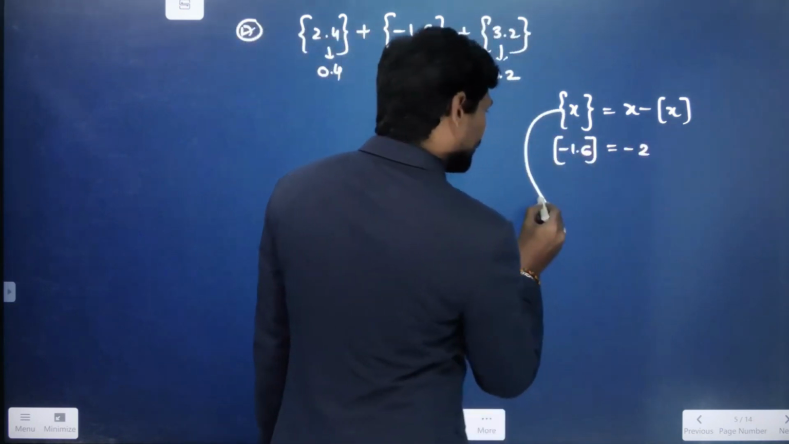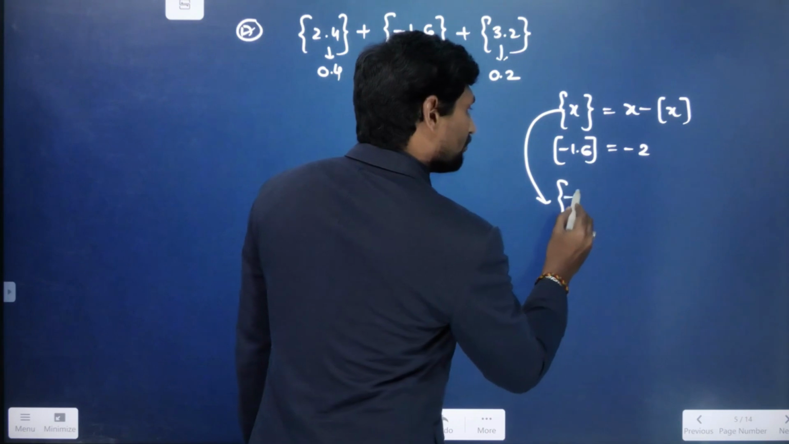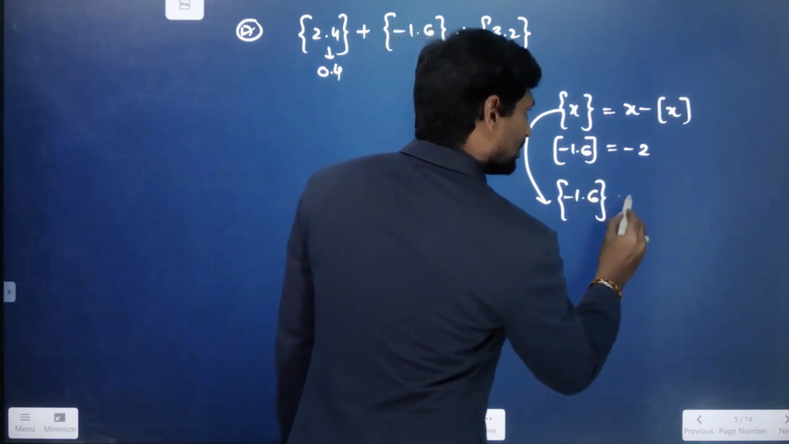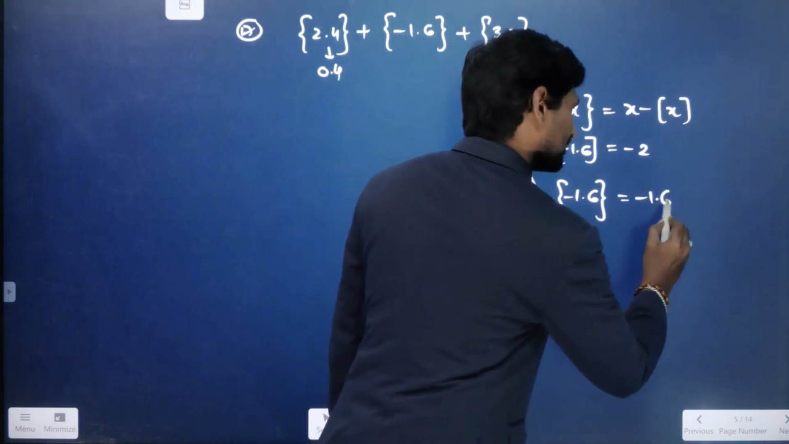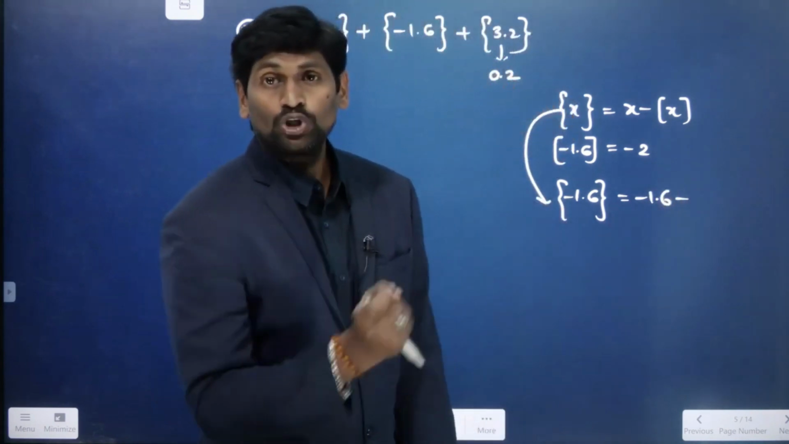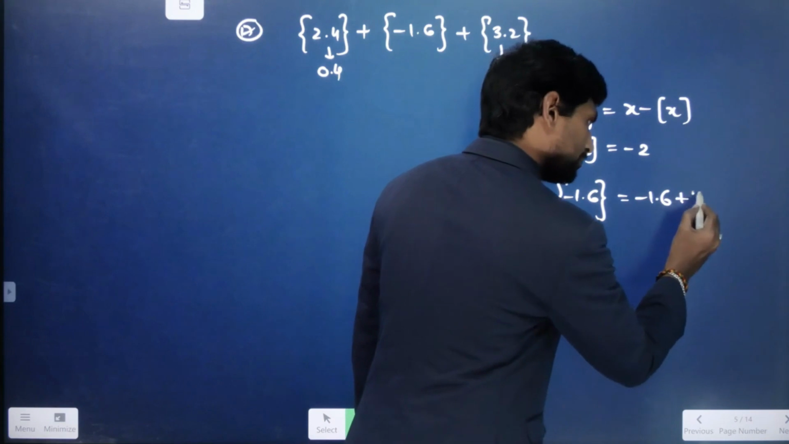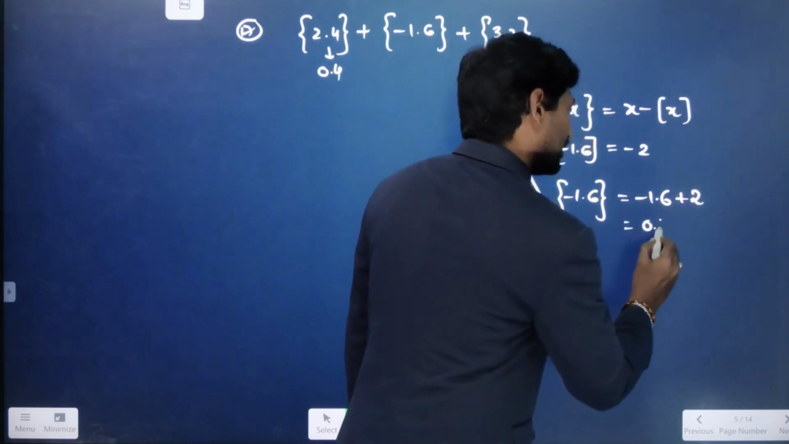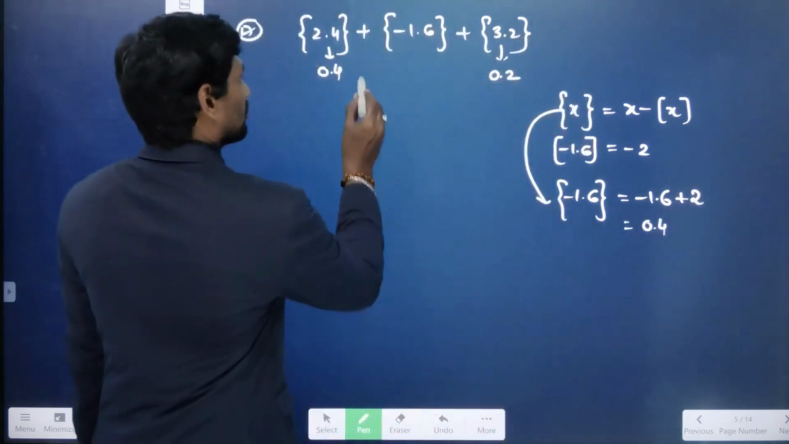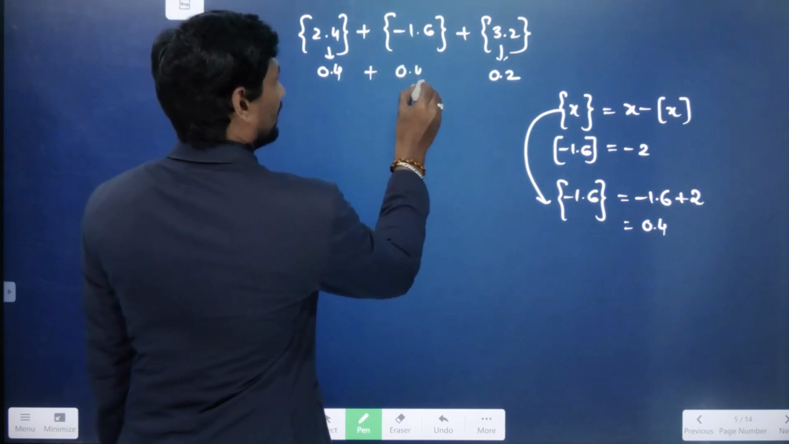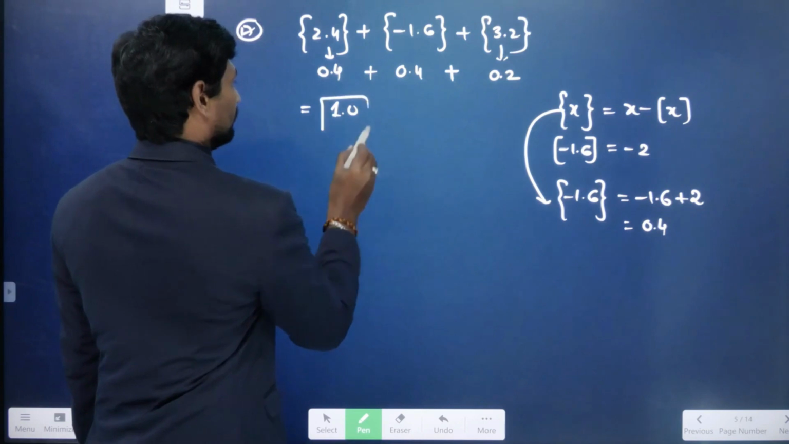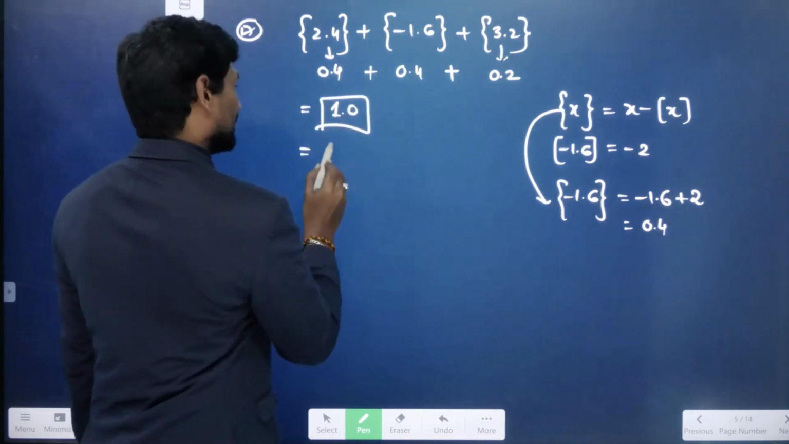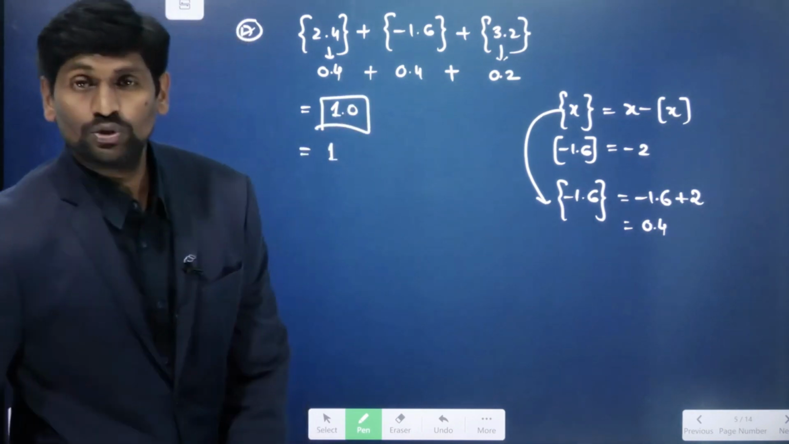Now let us find here. Fractional part of minus 1.6 equals x, which is minus 1.6, minus the greatest integer, which is minus 2. So it becomes plus 2, nothing but 0.4. So this value becomes 0.4. Just add all of them. It is 1.0, which is nothing but 1. Therefore the required value is 1.